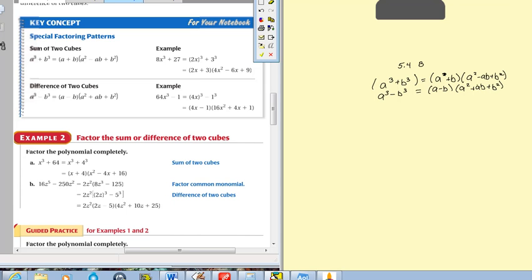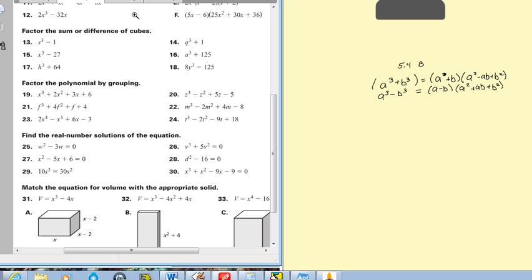Okay, let's go back to examples. Factor the sum or the difference of cubes. Number 13, s to the third minus 1. Now, are those both cube terms? Yes. My a here would be s, and my b would be 1, because 1 times 1 times 1 is 1. And this is a difference, so we're going to use a difference pattern.